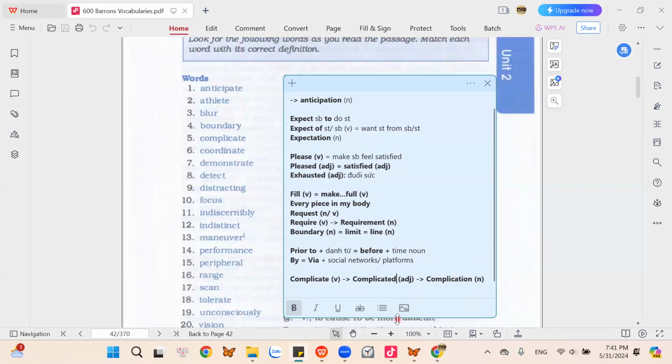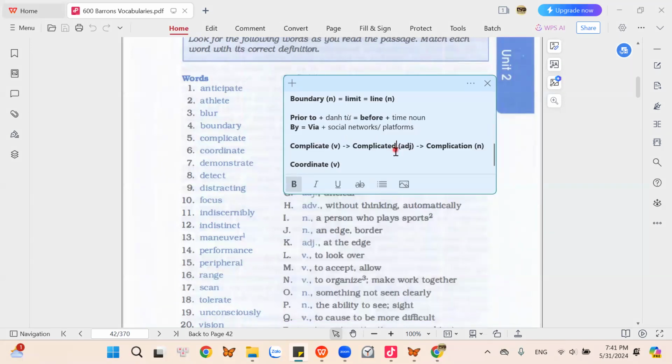Right here, please. Gracie, please show me your situation for the three words: complicate, complicated, and complication.